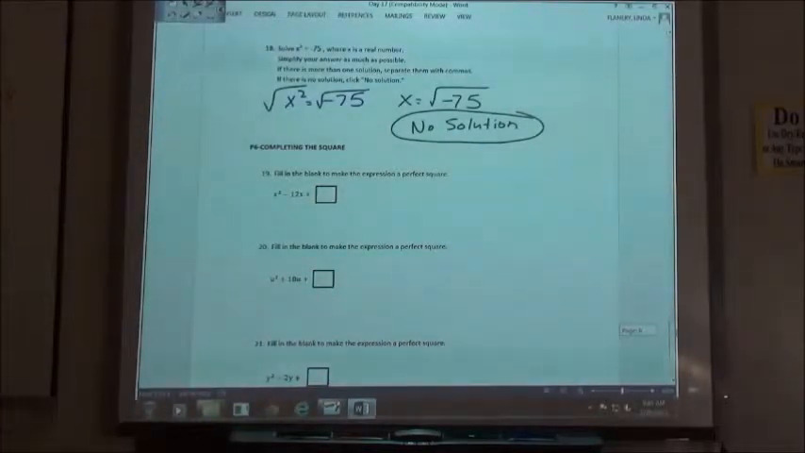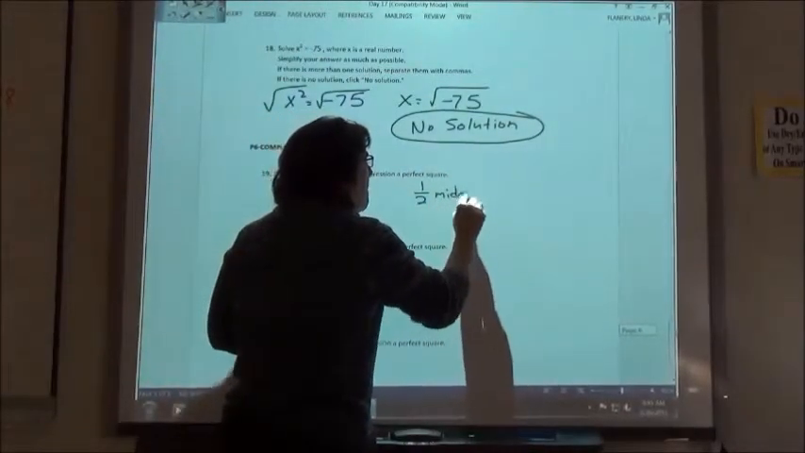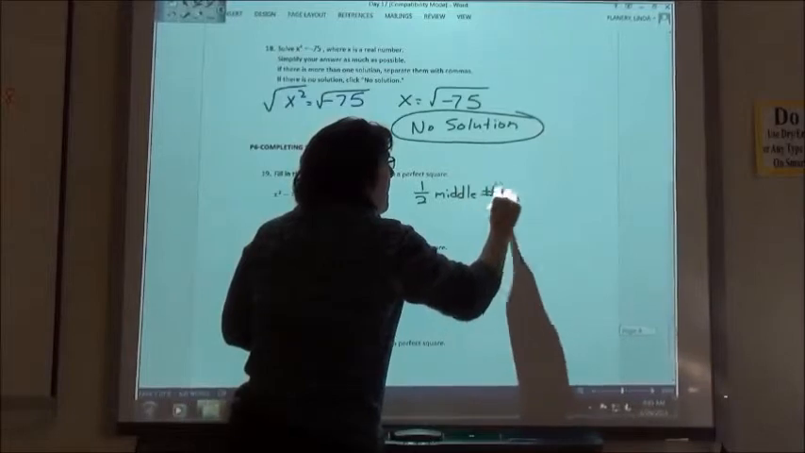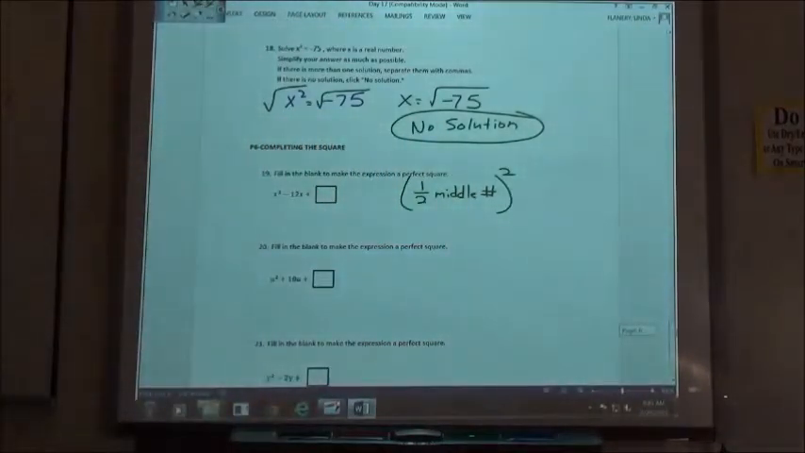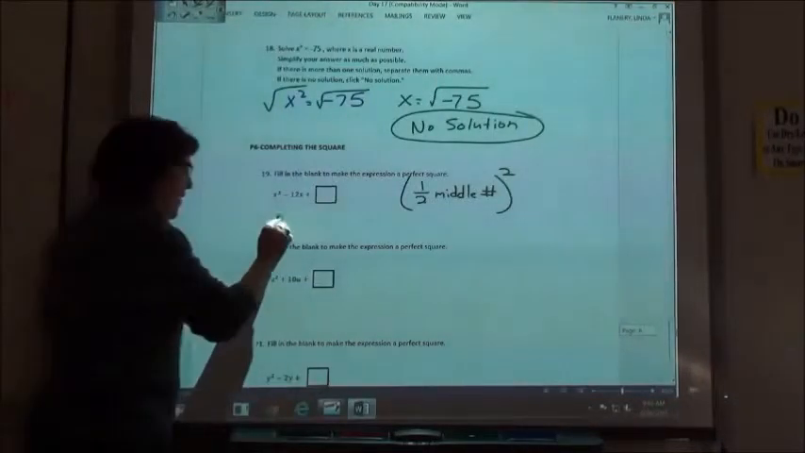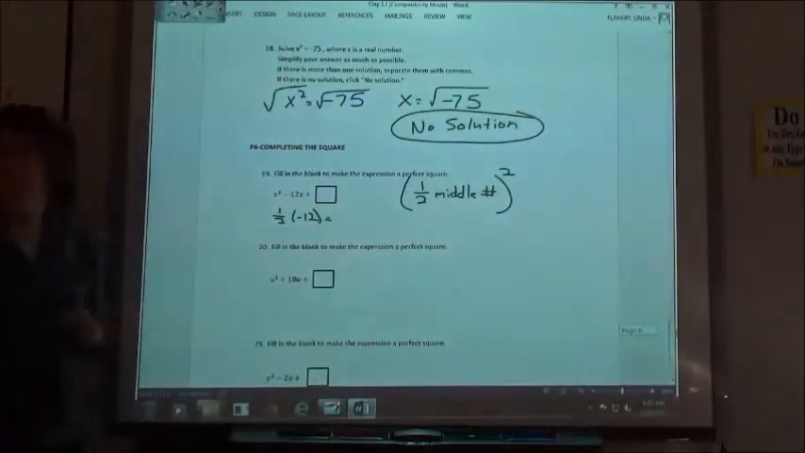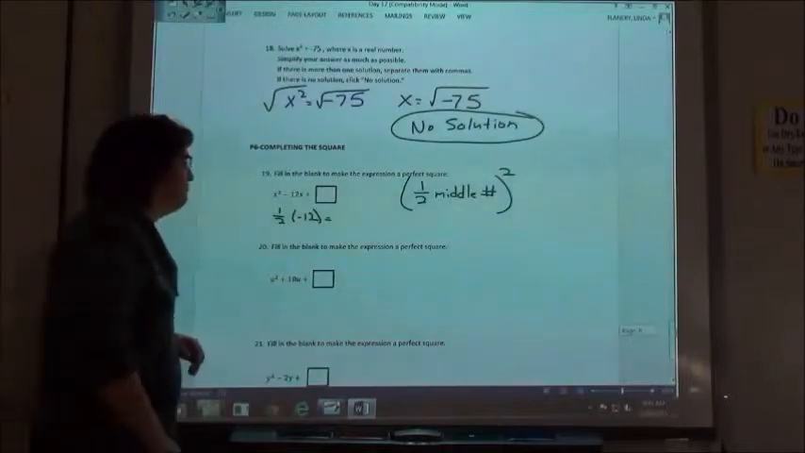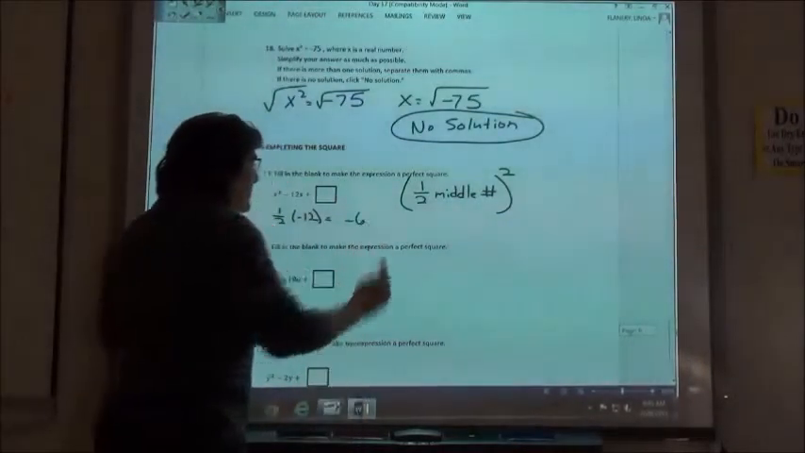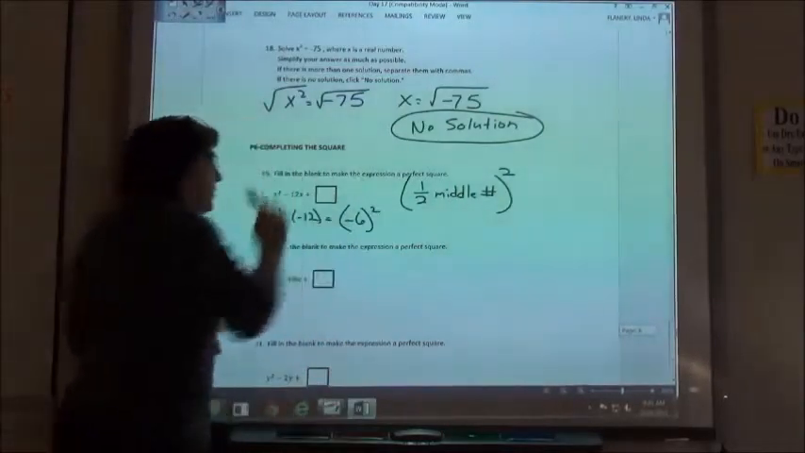How you do that is you're going to take half the middle number and then you're going to square whatever you get. So my middle number on this one is negative 12. If I take half of negative 12, I get negative 6, right? Then I'm going to square that number.